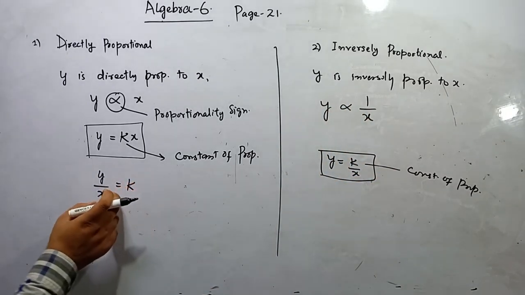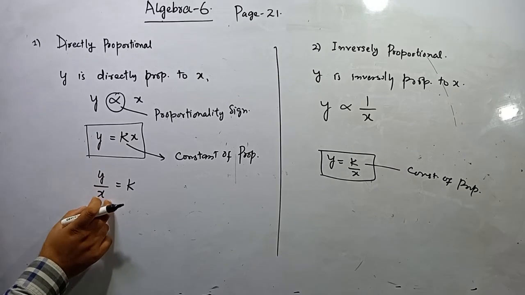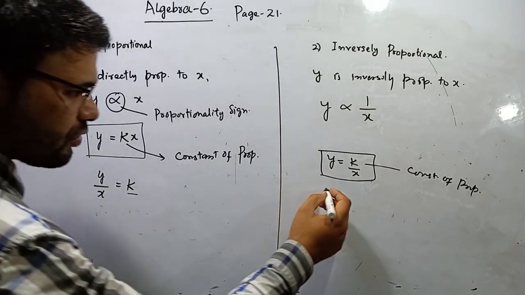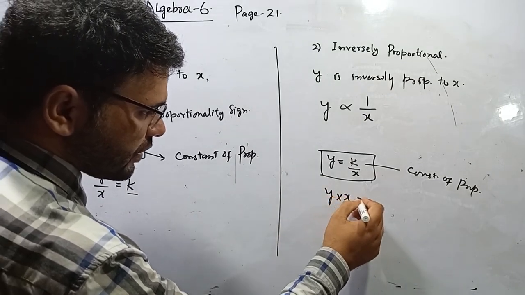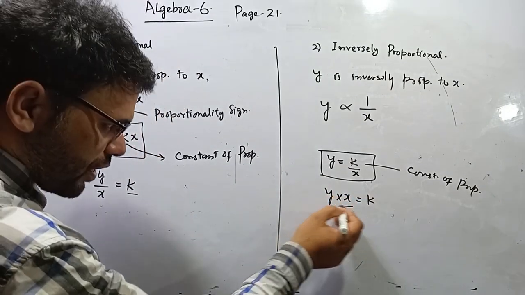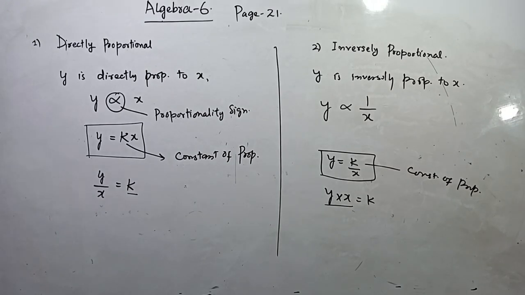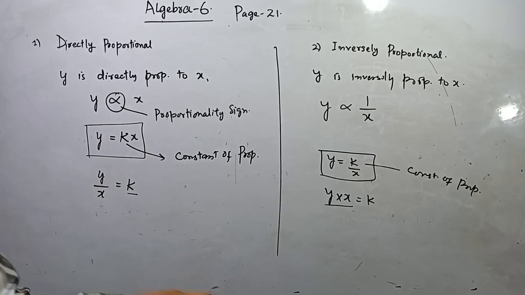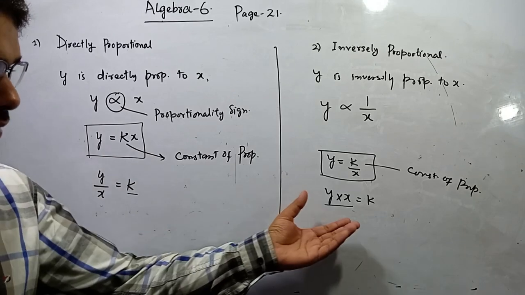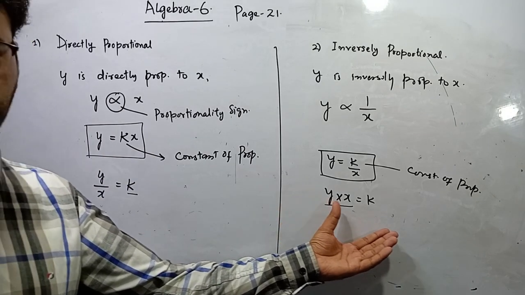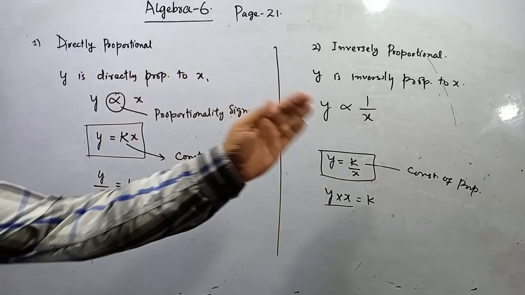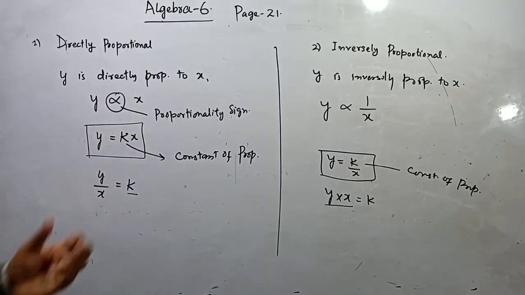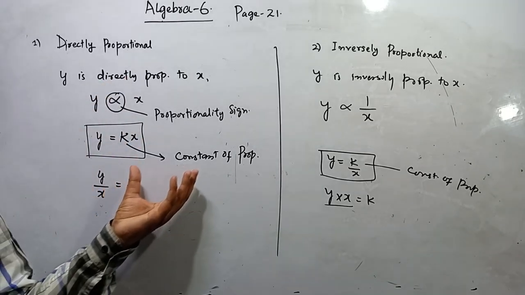Now from here you can see, I wrote y divided by x, the ratio of the two quantities, is constant, k is the constant. Here, y into x is equal to k, that is, the product of the two quantities is constant. That's what we learned in chapter 6: the product of two quantities is constant when they are inversely proportional. When they are directly proportional, the ratio of the two quantities is constant.